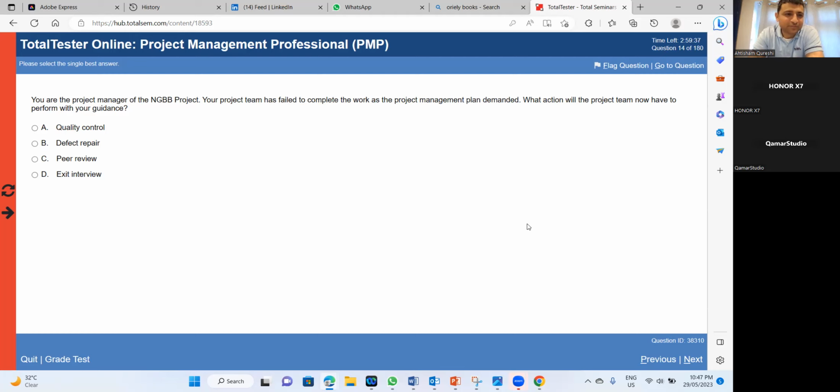Peer review. Your project team has failed to complete the work as demanded. So the work is not up to the mark, so there is low quality work. I think we should consider quality. What action will the project team now have to perform with your guidance? Yeah, the quality control is there, but since we had failed to comply with the standards, I think we should go for the defect repairs.